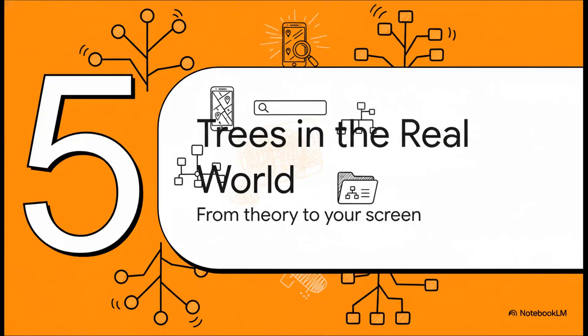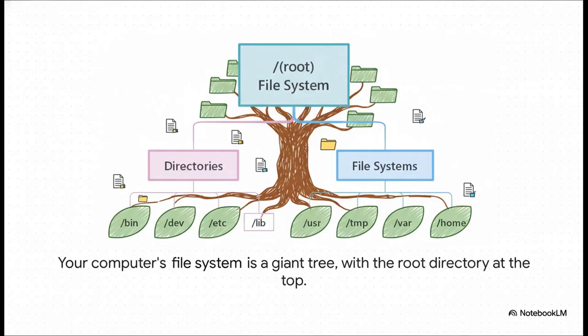Okay, I know this has all been a little bit abstract, so let's bring it back to the real world and see where these trees show up on your computer screen every single day. And this is the perfect example. Your computer's file system. That main drive, the C drive, or your root folder, that's the root of a massive tree. Every folder is a parent node, and the files and other folders inside it are its children. You navigate this tree every single time you click around looking for a file.